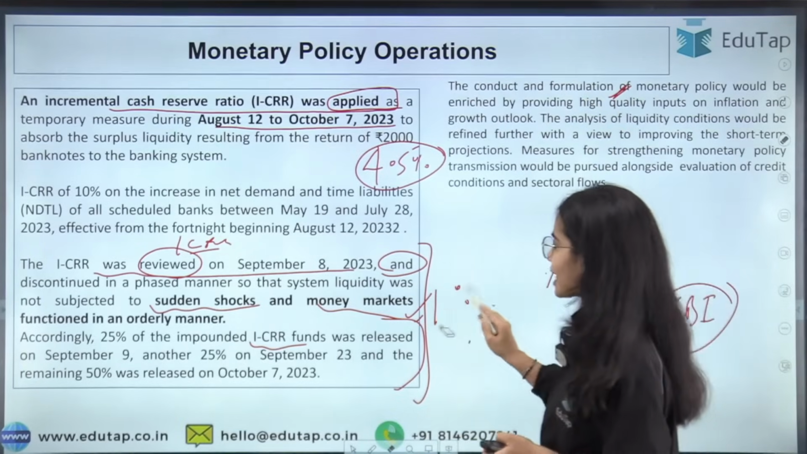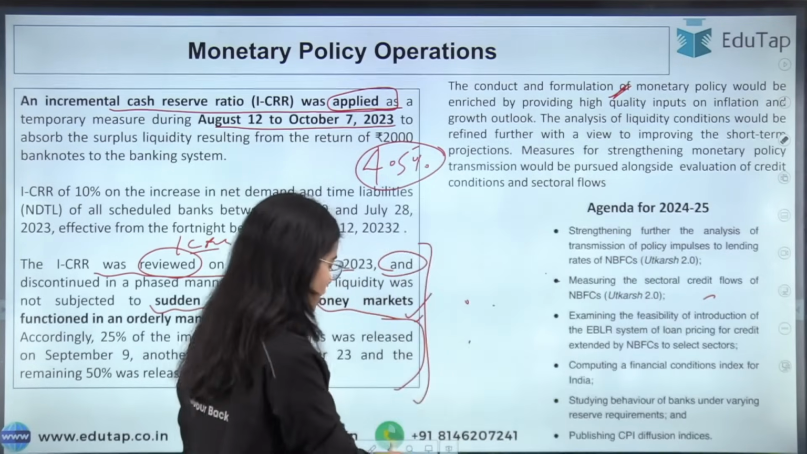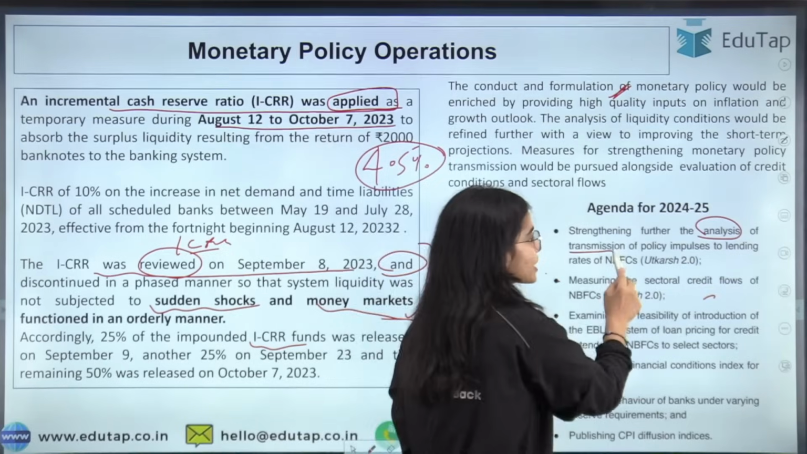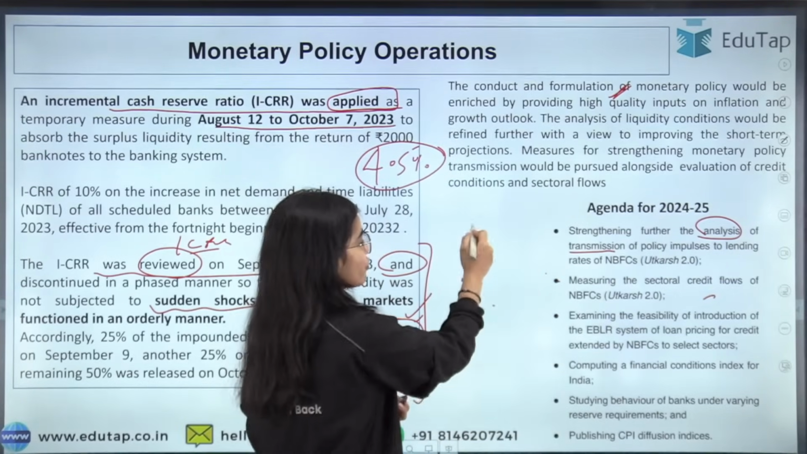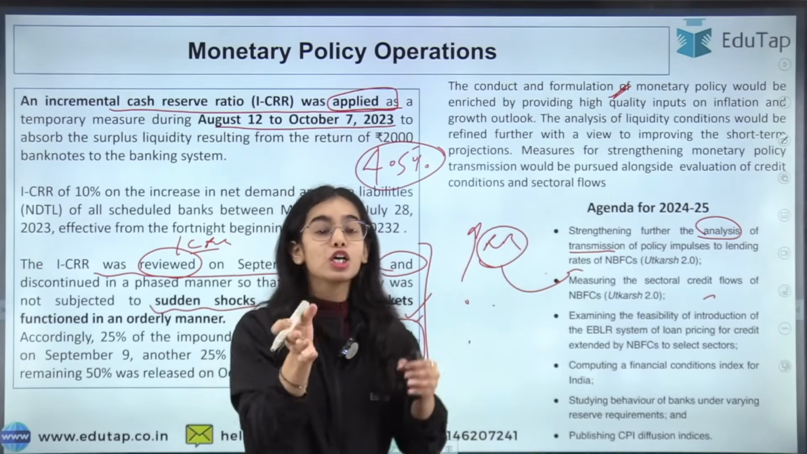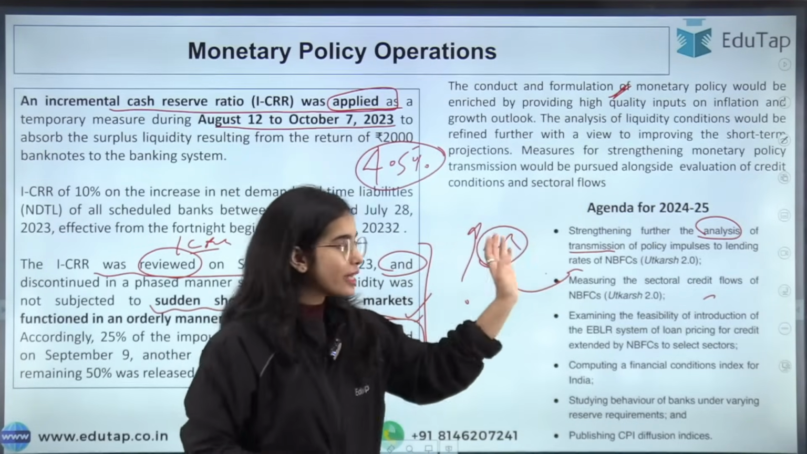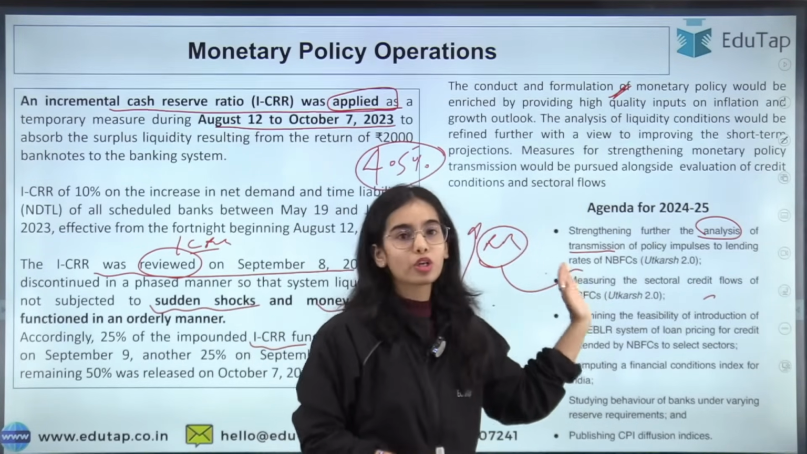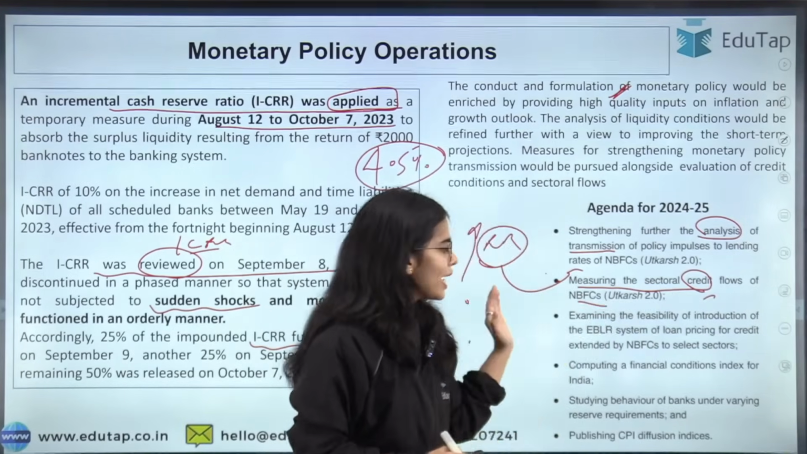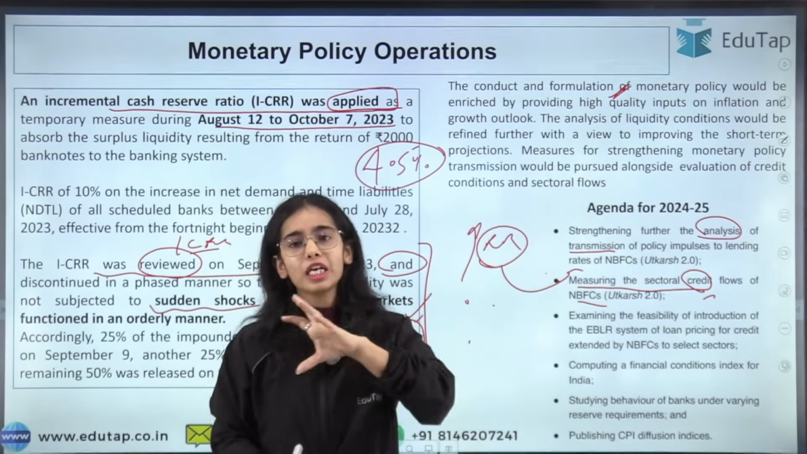So the Reserve Bank of India did this in 2023-24. For 2024-25, the Reserve Bank of India has given the agenda that we will be further strengthening the analysis of the transmission of our policy impulses. So if we are increasing the repo rate, this should be transferred to the NBFCs also. Only the banks have the external benchmark linked rate, so for NBFCs, we are thinking of bringing some transmission policy also. Measuring the sectoral credit flows of the NBFCs, and you can see different measures that will be taken by the Reserve Bank of India in 24-25.